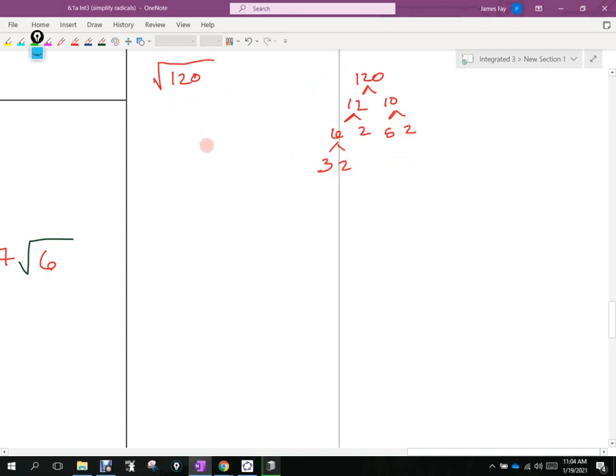terminating at prime numbers. So what we're going to say here then is that radical 120 is the same thing. There's multiple ways of writing this, but radical 120 is the same as, we've got how many 2's? 3 2's, so 2 times 2 times 2. We have, what, 1 3 and 1 5, right? Okay. We also said that that is equivalent to this.